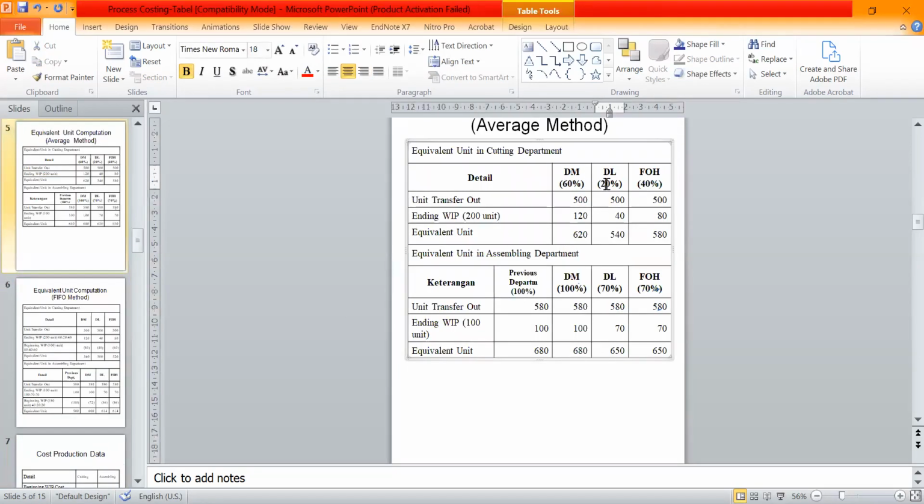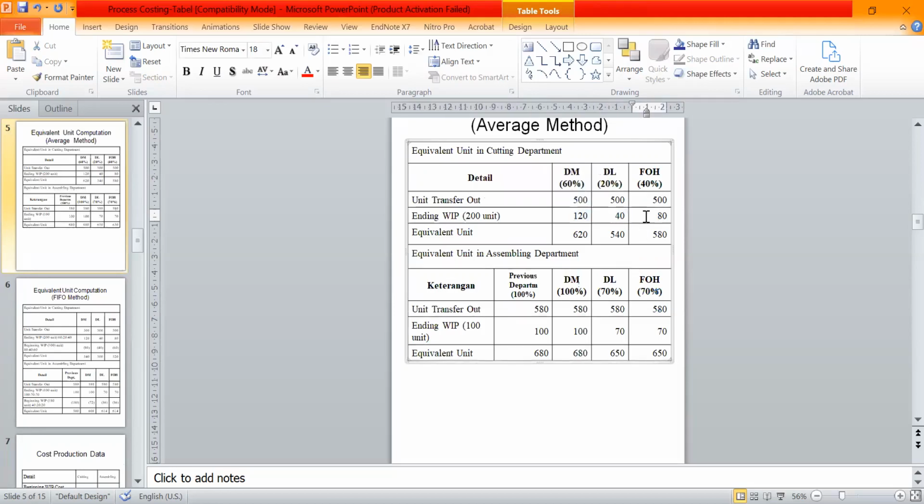So we literally multiply one by one hundred with this percentage number. For the direct material we put in this number, and for the direct labor 40, right? 20% multiplied with 200, and for the factory overhead it is 80. Then we get the equivalent units for the cutting department for each of the three types of production cost. We have this number as the equivalent unit for the direct material, this number for direct labor, and this one plus this one is this number for the factory overhead.